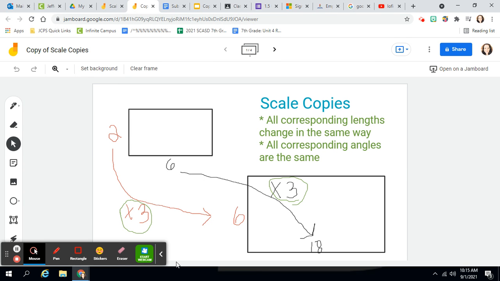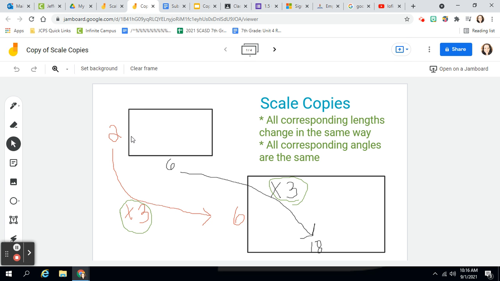Today we're going to be looking at how to find the scale factor for scale copies. The first thing that we need to know is that these two rectangles are scale copies of each other. And what that means is that all corresponding lengths change in the same way. So let's look at these two to see what that means.